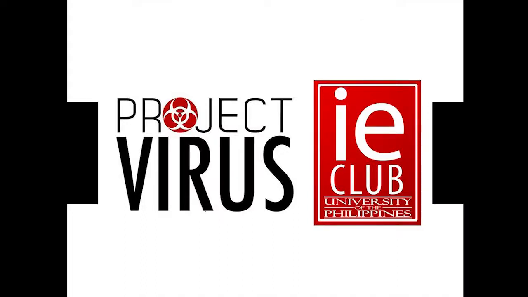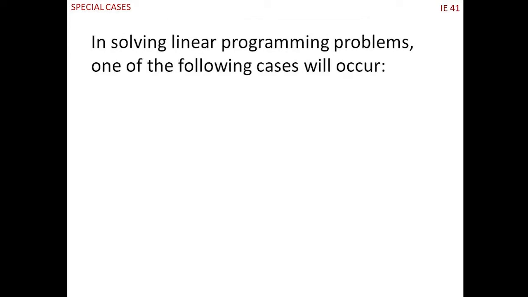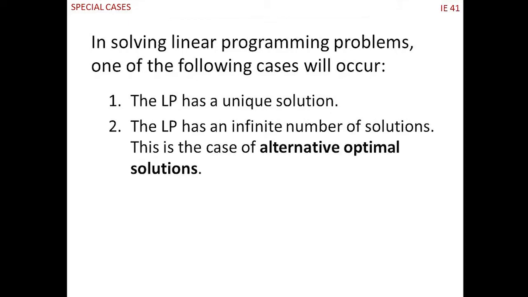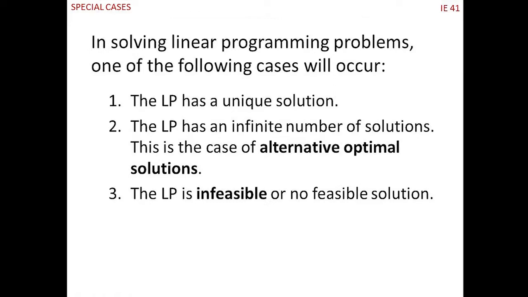Special cases. In solving linear programming problems, one of the following cases will occur. Number 1, the LP has a unique solution. Number 2, the LP has an infinite number of solutions. This is the case of alternative optimal solutions. Number 3, the LP is infeasible or has no feasible solution. And number 4, the LP is unbounded. We will explore cases 2, 3, and 4.